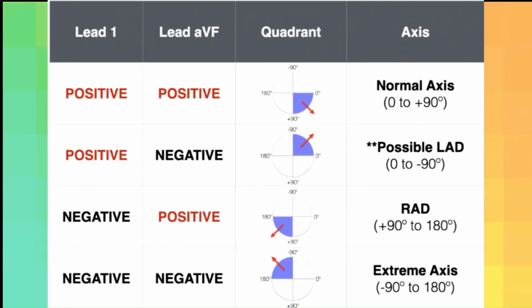If QRS complex is positive in both lead 1 and lead AVF, it is normal axis. If QRS complex is positive in lead 1 and negative in lead AVF, it is left axis deviation. If QRS complex is negative in lead 1 and positive in lead AVF, it is right axis deviation, and if QRS complex is negative in both lead 1 and lead AVF, it is extreme axis deviation.